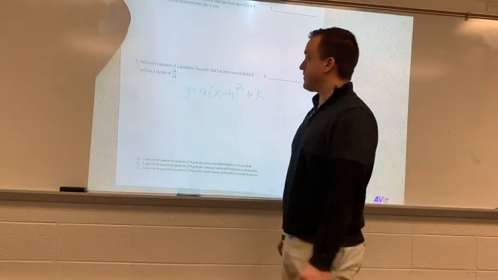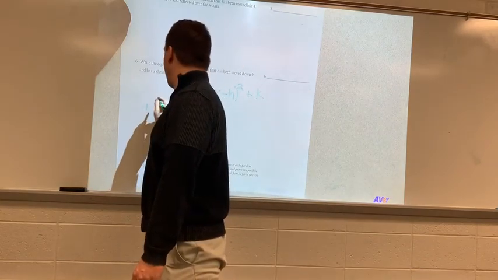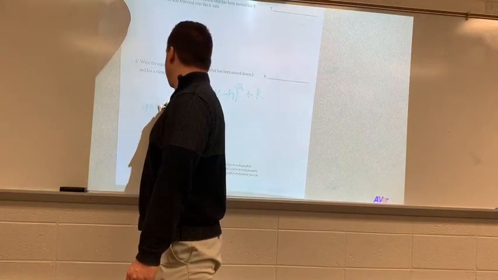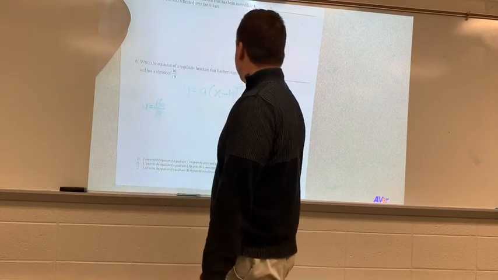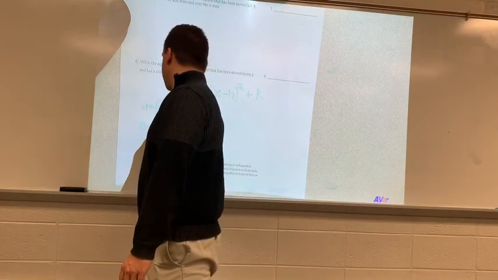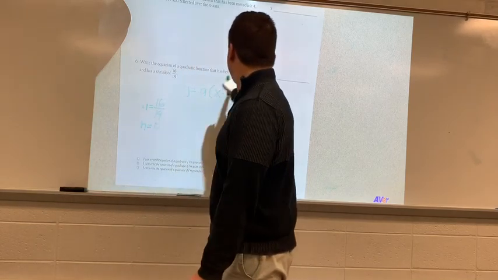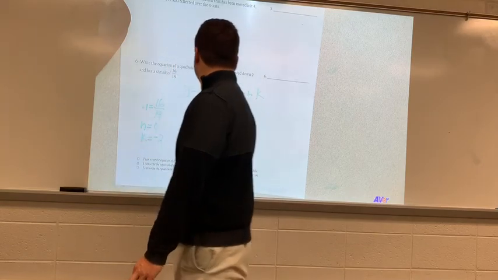In writing down the information that I know, if we have a shrink of 16/19, we know that a equals 16/19. It doesn't say anything about moving left or right, so we can assume that h equals 0. And then it has been moved down 2, so k equals -2.